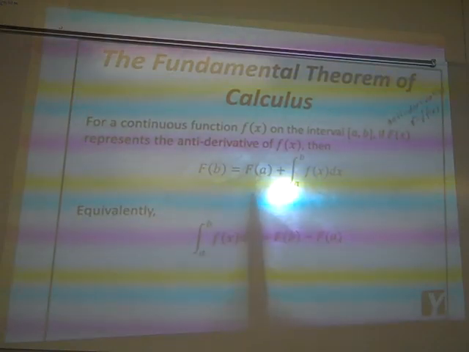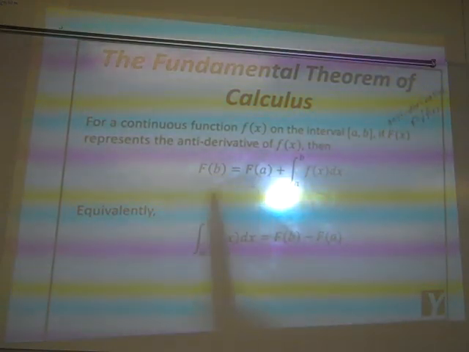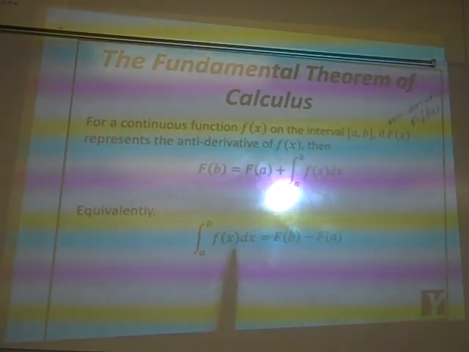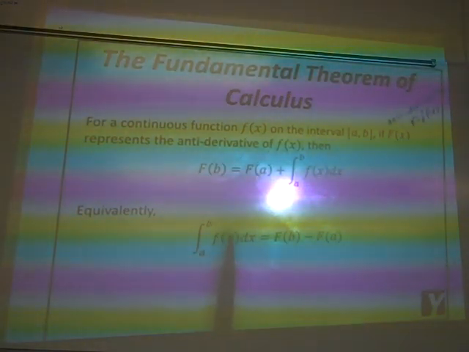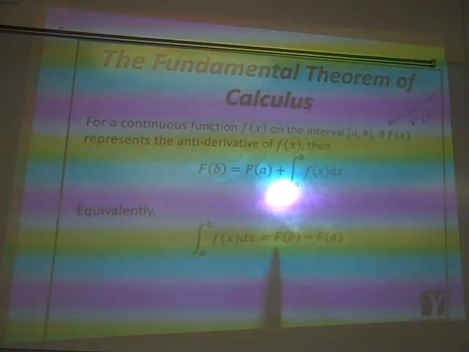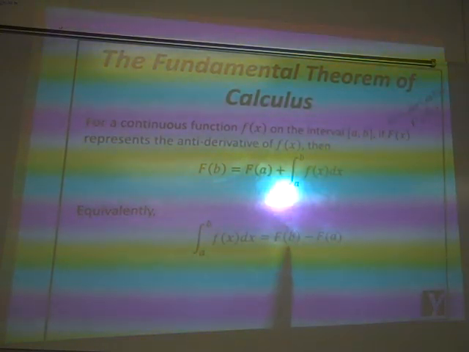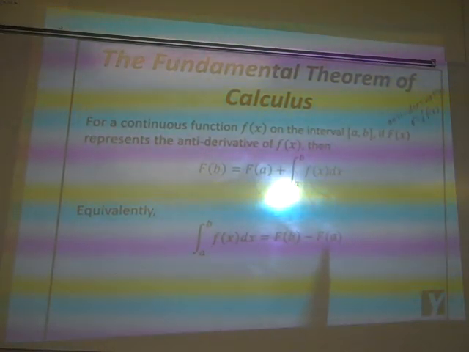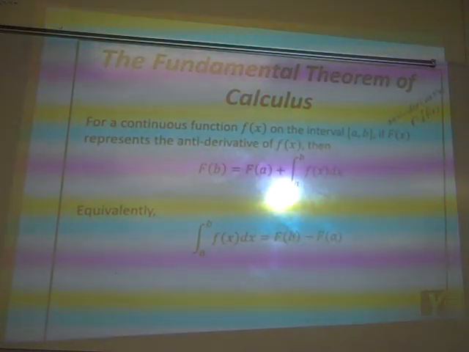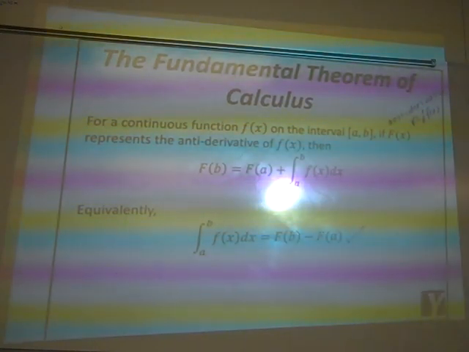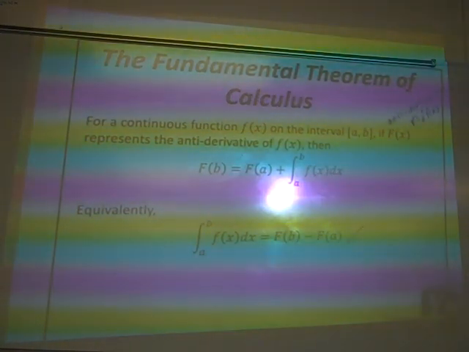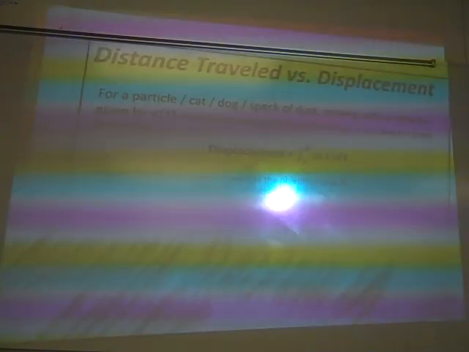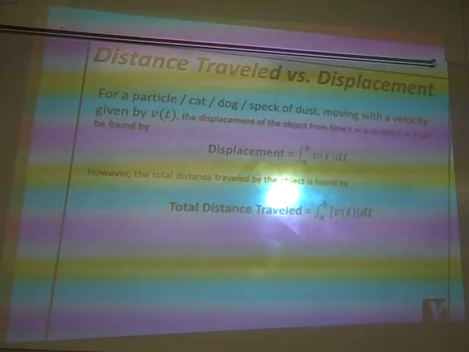You can rearrange the terms if you would like. You can move the f of a to the other side. And what you'll get is that the definite integral of f of x dx, so the area under a curve, is equal to the antiderivative evaluated at the upper limit of integration minus the antiderivative evaluated at the lower limit of integration. And so this is something that we also use a lot, especially in the unit when we were looking at the integral as a function. So, we'll definitely be using that.